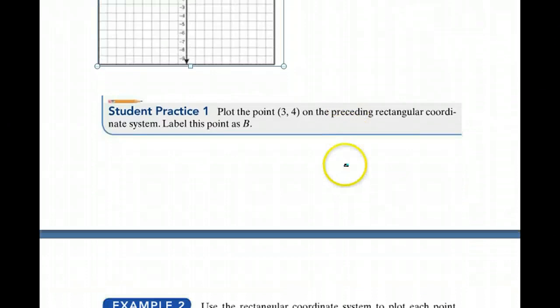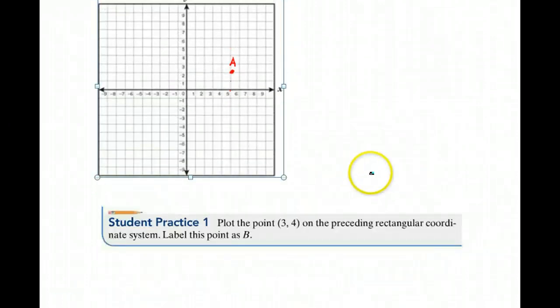I would now like for you to plot ordered pair (3, 4) on the same grid, and please label this as point B. Go ahead and pause the recording, label your point, and as soon as you're ready, go ahead and press play and we will check your work.